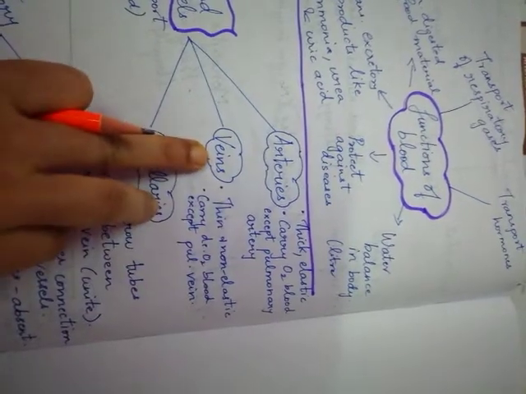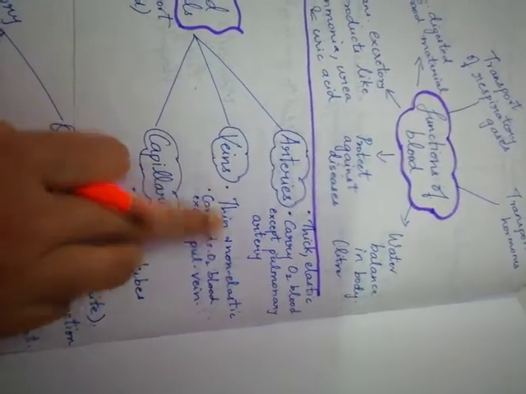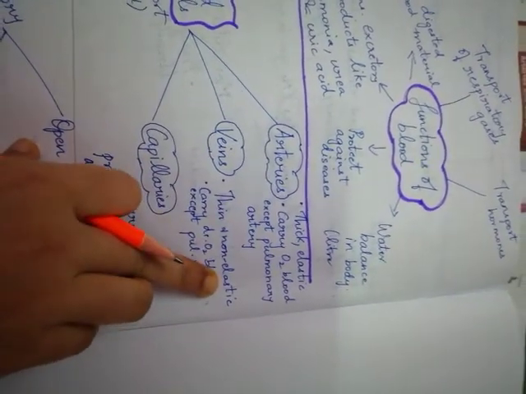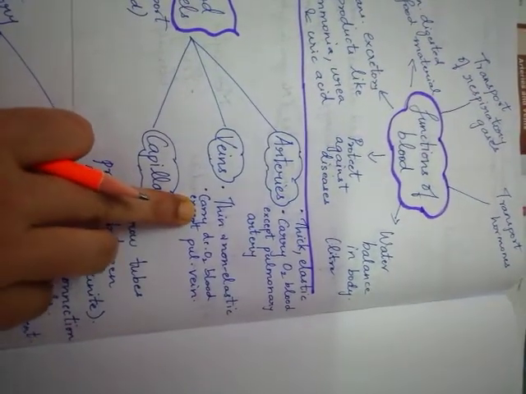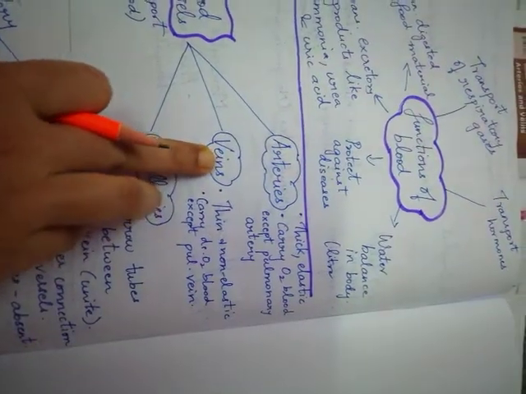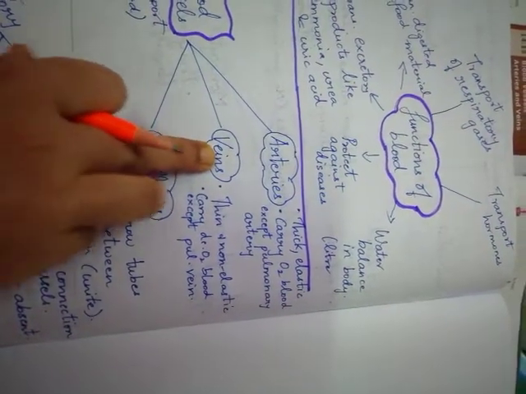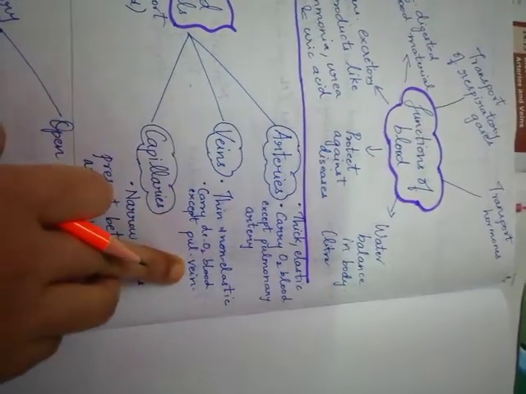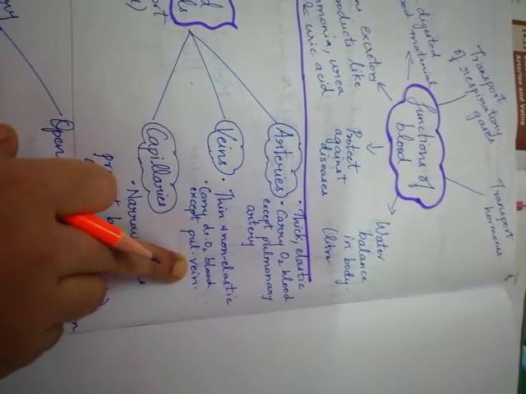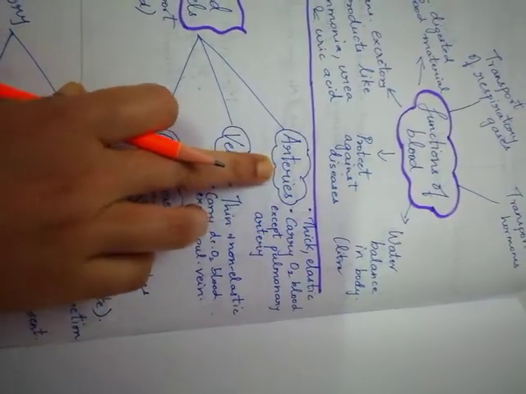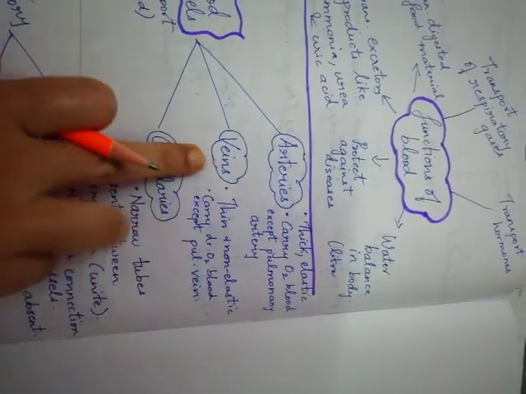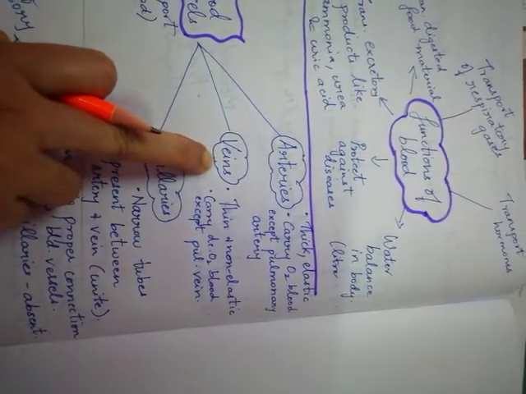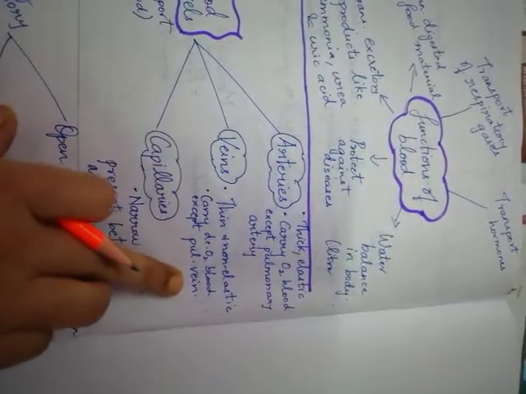Now coming to veins. Veins are thin and non-elastic. They are not as flexible as arteries. And they carry deoxygenated blood. Veins carry deoxygenated blood except only one vein, that is the pulmonary vein. It carries oxygenated blood. All arteries carry oxygenated blood except the pulmonary artery. All veins carry deoxygenated blood except the pulmonary vein.